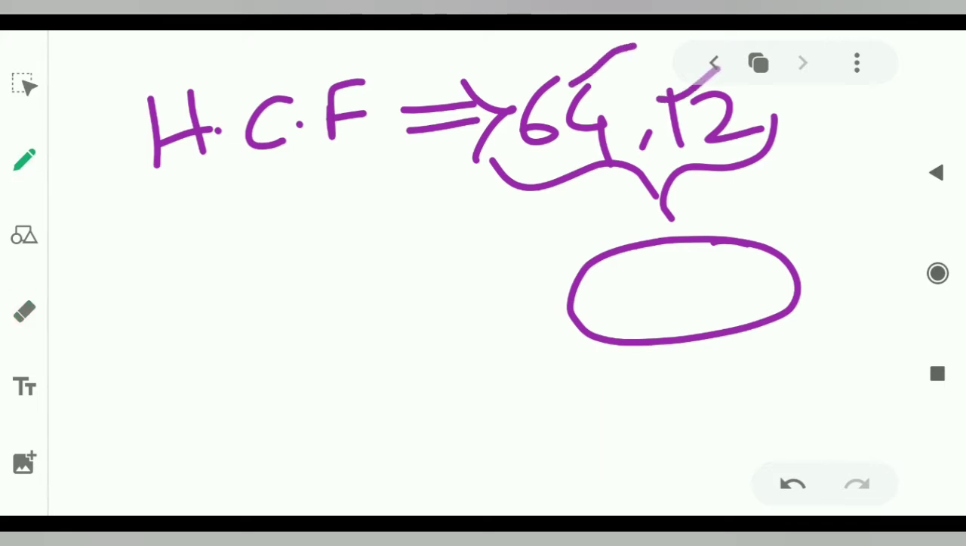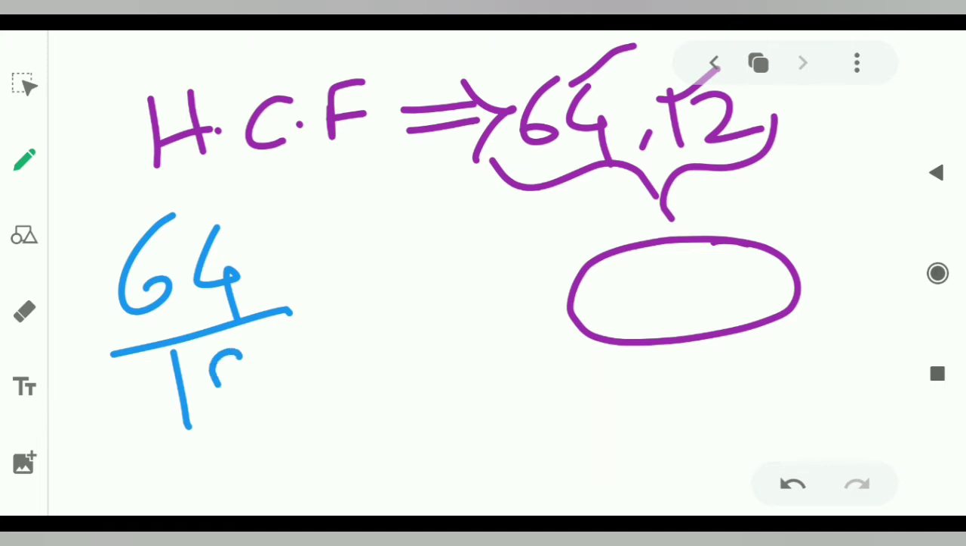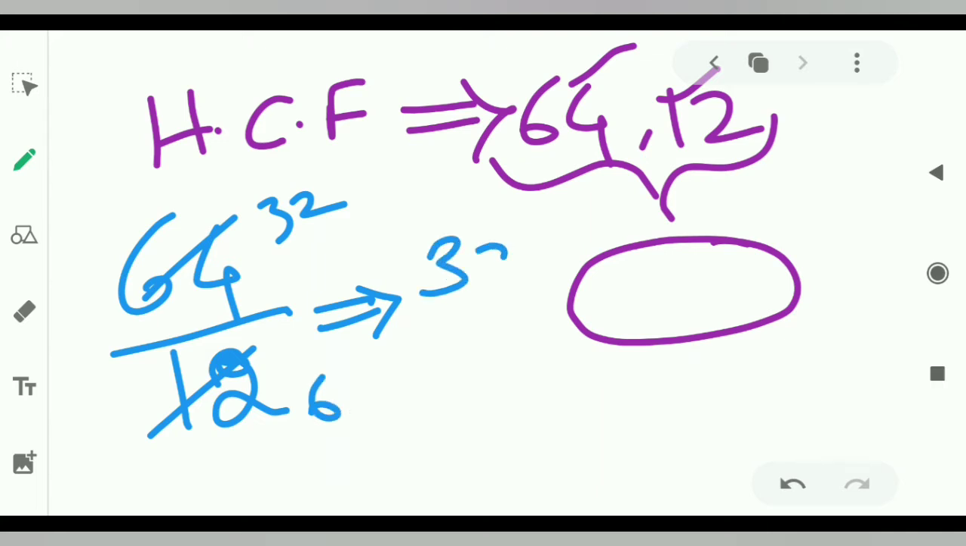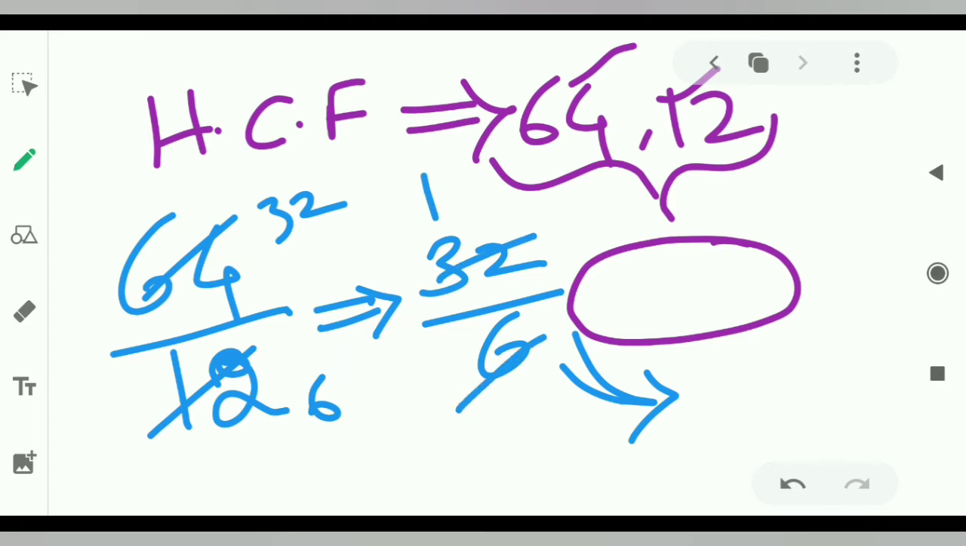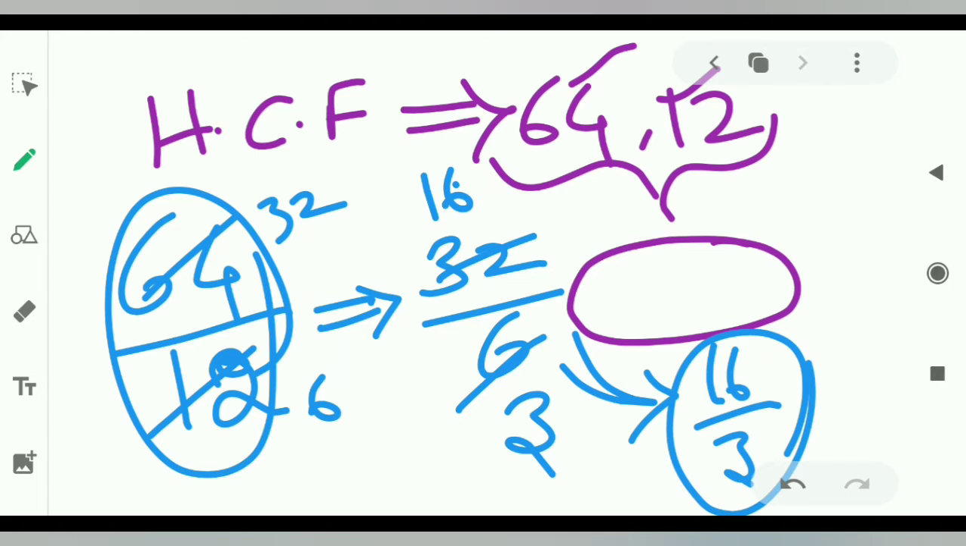Suppose we want to reduce 64 divided by 12 to the lowest term. What we have to do is divide both the numbers by the number which is common. For example, 2 is common to both the numbers. So we can write 32 by 6. Again, if we divide by 2, we will get 16 by 3. Now 64 by 12 is reduced to 16 by 3 after 2 steps, right?